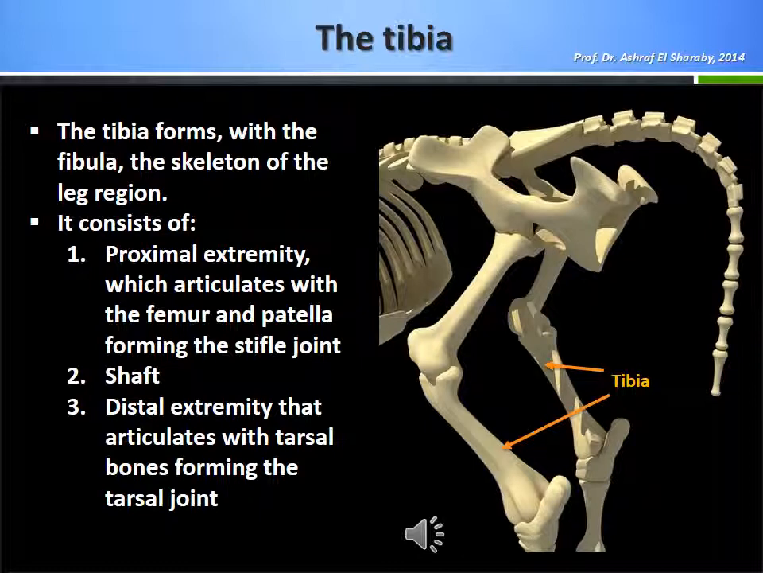General features of the tibia. The tibia forms, with the fibula, the skeleton of the leg region. The tibia consists of the proximal extremity, which articulates with the femur and patella forming the stifle joint; the shaft; and the distal extremity that articulates with tarsal bones forming the tarsal joint.